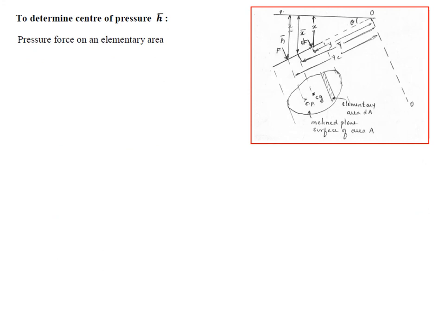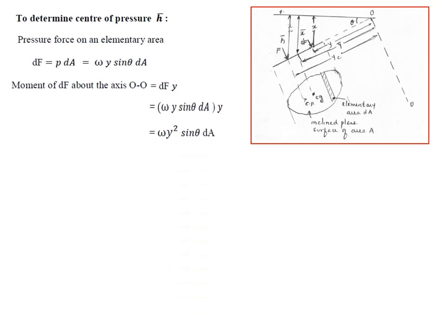So the pressure force on the elementary area, dF, is P into dA. P into dA is nothing but omega y sine theta dA, because here P is nothing but omega into x, but x is nothing but y sine theta. Now take the moment of dF. See here, the distance is y, not x, because the perpendicular distance to dF is y. We are taking the moment about the axis O. So the moment of dF about axis O will become dF into y. What is dF? It is omega y sine theta dA. Multiply by y, which becomes omega y square sine theta dA.